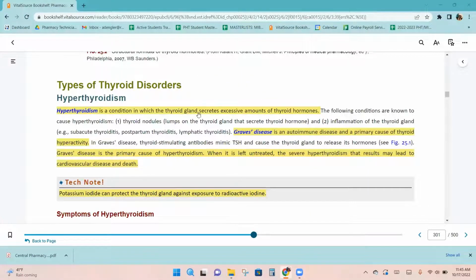Hyperthyroidism is a condition in which the thyroid gland secretes excessive amounts of thyroid hormones. The following conditions are known to cause hyperthyroidism: thyroid nodules, so lumps on the thyroid gland that secrete thyroid hormone, and inflammation of the thyroid gland, like subacute thyroiditis, postpartum thyroiditis, and lymphatic thyroiditis. Graves' disease is an autoimmune disease and a primary cause of thyroid hyperactivity. Graves' disease is the primary cause of hyperthyroidism. When it is left untreated, the severe hyperthyroidism that results may lead to cardiovascular disease and death.